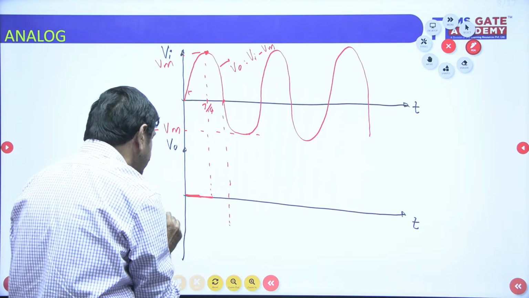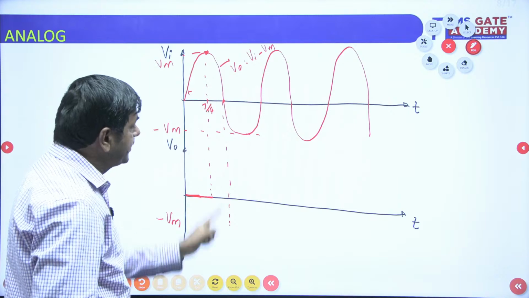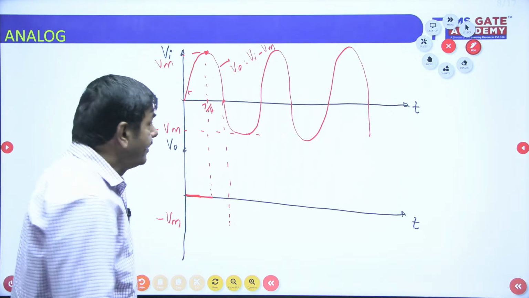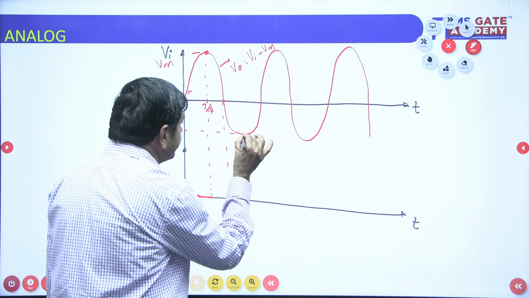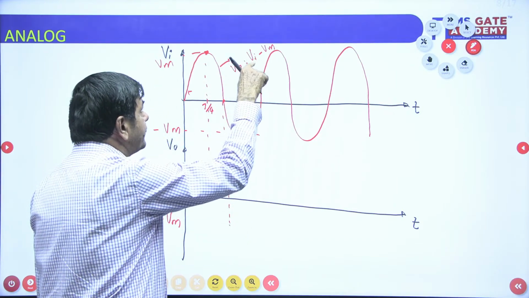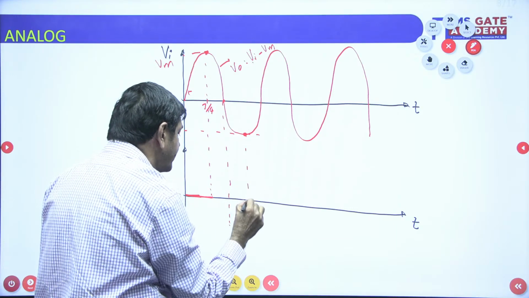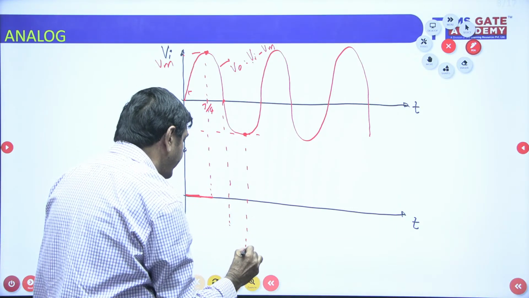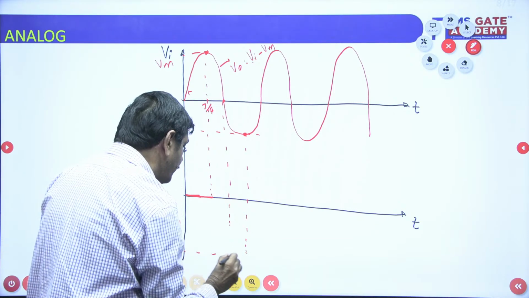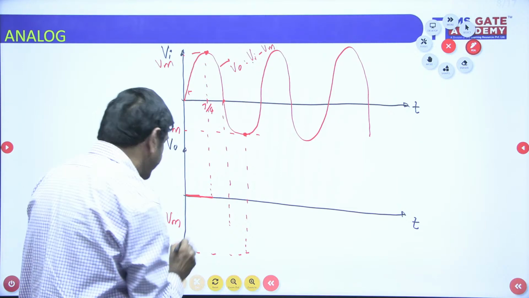This voltage is minus Vm. Vi equal to minus Vm is possible. Vi is 0. If I select this point, Vi equal to minus Vm, then minus 2 Vm is possible at this point. I will get minus 2 Vm here. This voltage is minus 2 Vm.